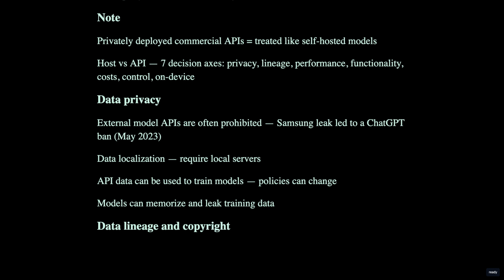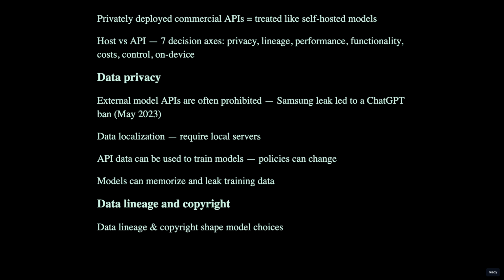Next, we'll discuss data lineage and copyright. You'll learn how to trace where training data comes from, why provenance matters for model behavior, and how copyright affects reuse and attribution. Data provenance and copyright create legal and reputational constraints that affect model strategy. Those concerns can push a company toward open-source models when licenses and lineage are clear, toward proprietary models to retain control over data and risk, or to avoid using large models until issues are resolved.